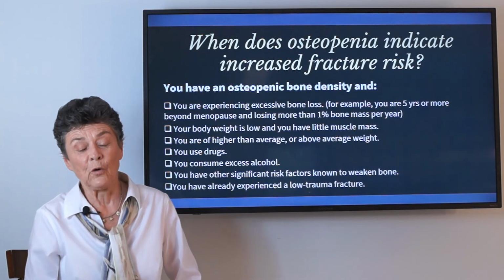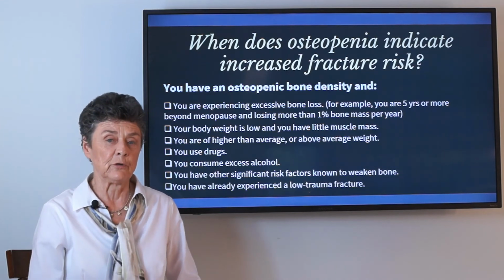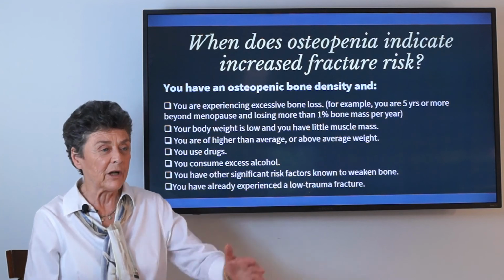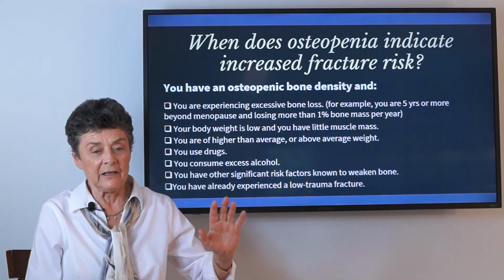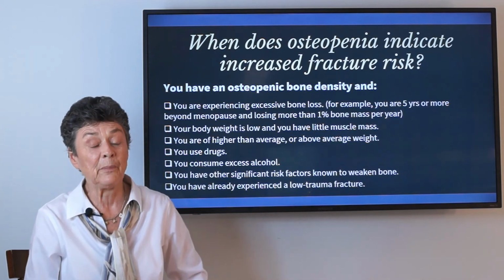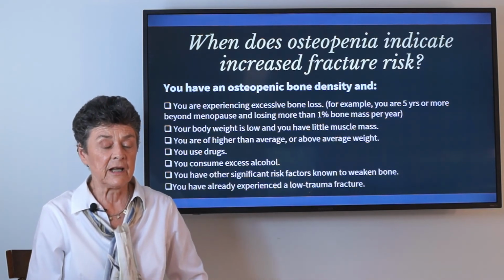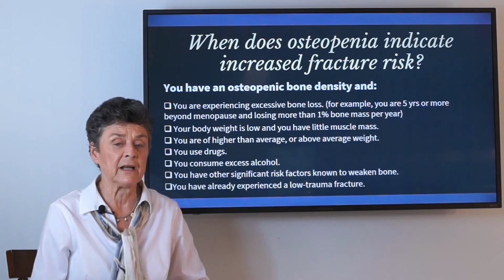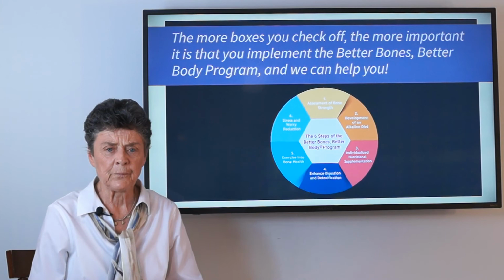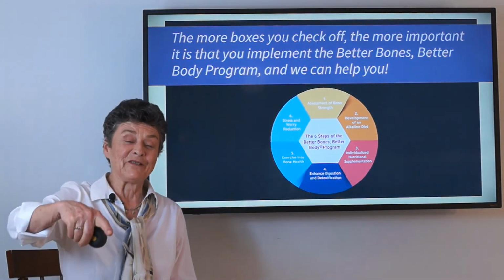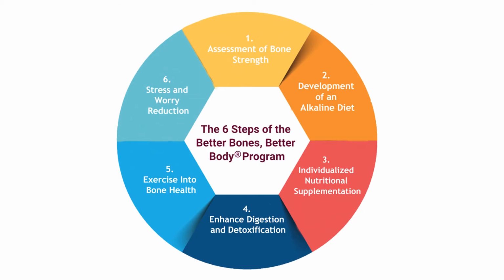The final one, of course, is if you have experienced a low trauma fracture. If you say, yeah, you know, I was walking my dog and he pulled on the leash and I fell down, I broke my wrist. Unless it's a very traumatic fall, you want to pay attention. That's a kind of a proof of the pudding sign that the bone is weak if you have a low trauma fracture. So the more boxes you checked off in our little quiz there, the more important it is that you develop a complete program to strengthen bone.